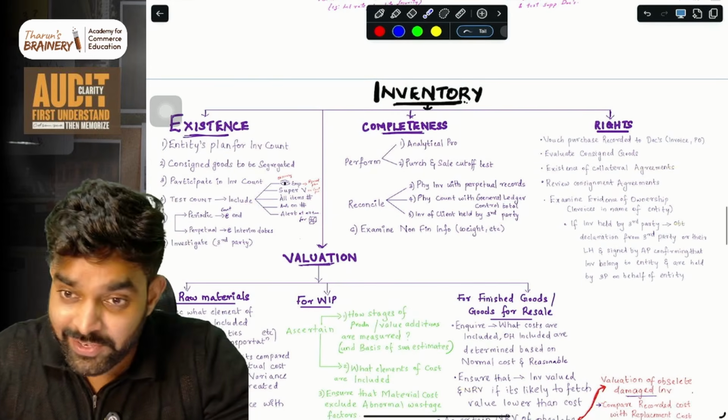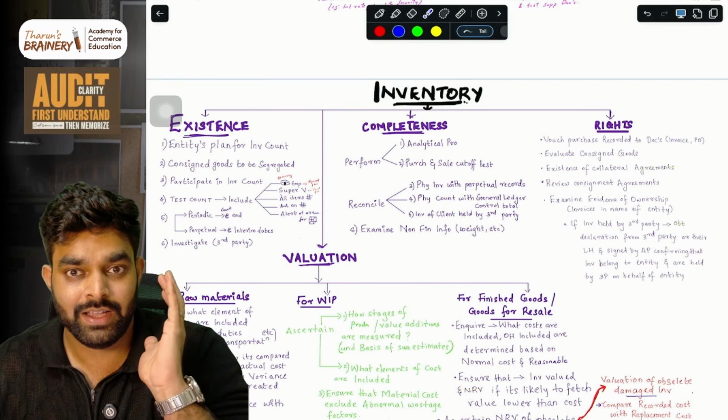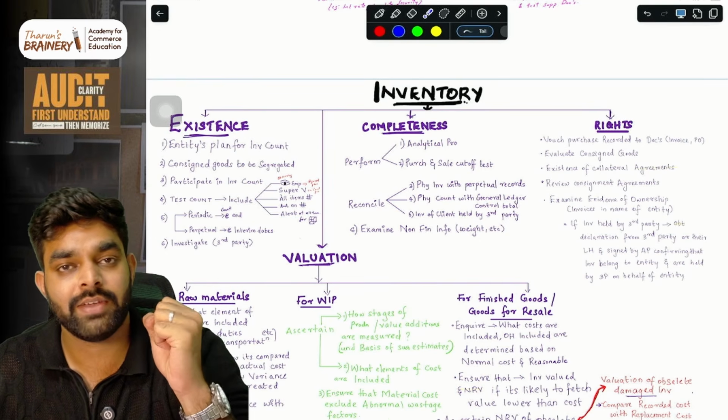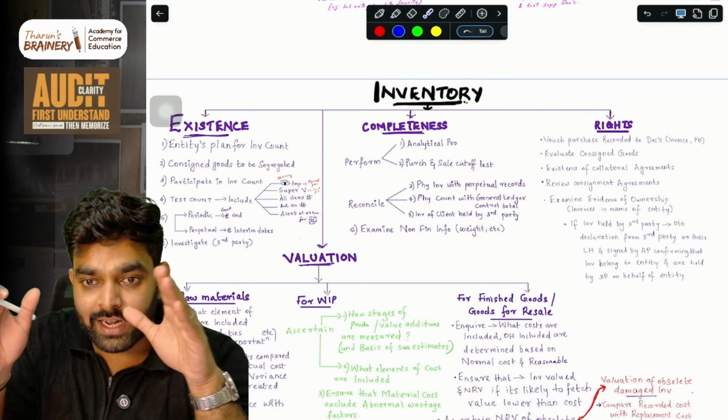So it is inventory. Inventory is actually a very easy thing, but the majority consider it a very tough thing only because you guys are lacking the structure in that.